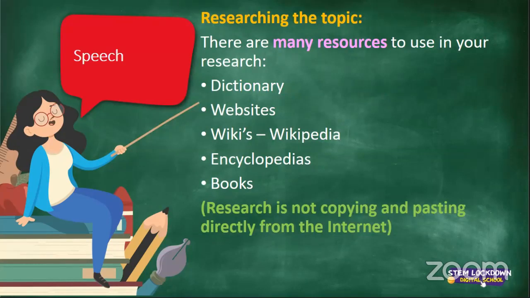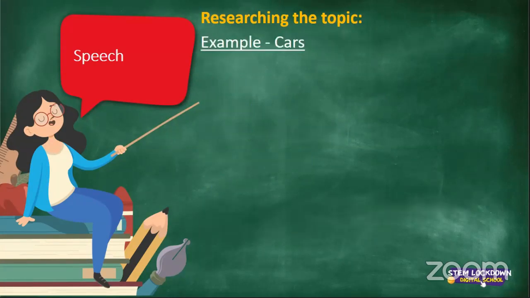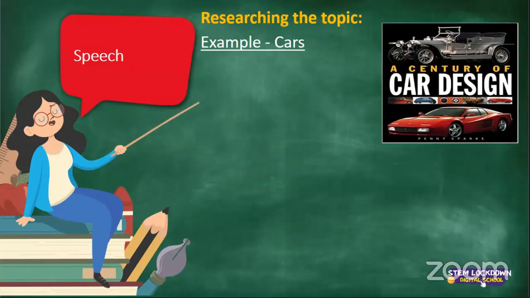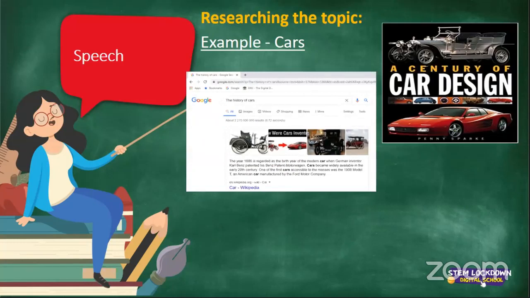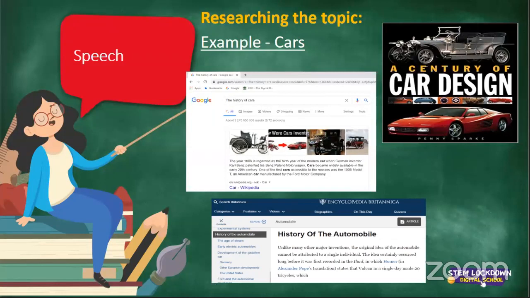Yes, Saris, it's called plagiarism. And plagiarism is not acceptable in writing. Okay, so when you're researching a topic, for example, about cars, you can look up a book about cars. You can look up information about cars online. You can look up information about cars in encyclopedias.